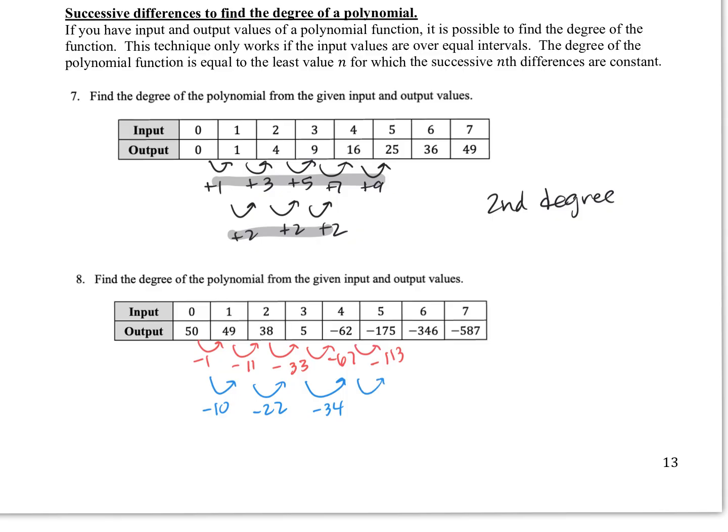Let's do one more row. What are you subtracting to get from negative 10 to negative 22? Negative 12. How about negative 22 to negative 34? 12. So how many rows did it take us? So what's this degree going to be? A good old cubed. So we'd say 3rd degree, or cubed.